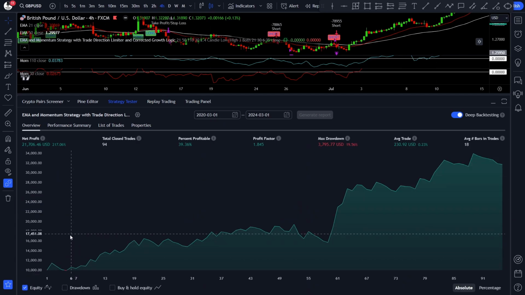So basically that's the strategy. Personally, I wouldn't trade this strategy. I prefer trading on the 15 or the 30-minute chart. Besides that, I don't trade Forex. But what do you think of this strategy? Let me know in the comments.